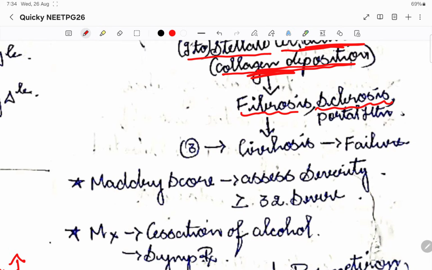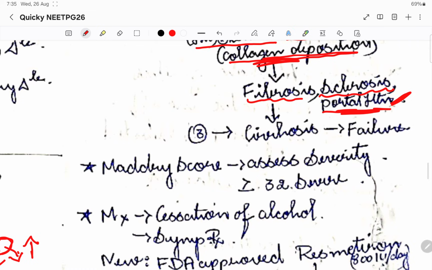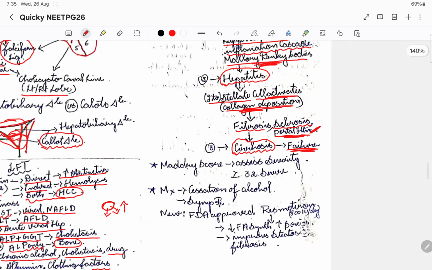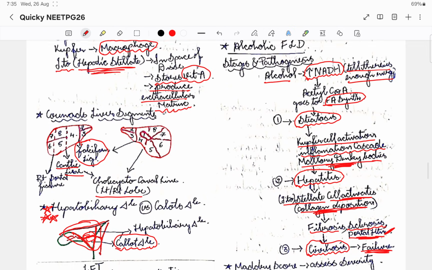After fibrosis and sclerosis, what will happen? Portal hypertension. All the portal veins will get compressed by this fibrosis, so there is increased pressure in the portal vein, which leads to portal hypertension. This is the main pathogenesis of portal hypertension also. Then after this, it will lead to cirrhosis. This is the third and final stage. After cirrhosis, if it is not resolvable, it leads to liver failure. This is how the entire pathogenesis of alcohol induced fatty liver disease happens.